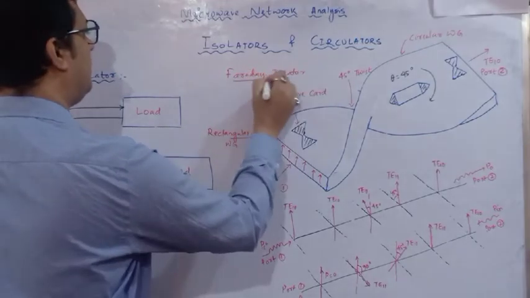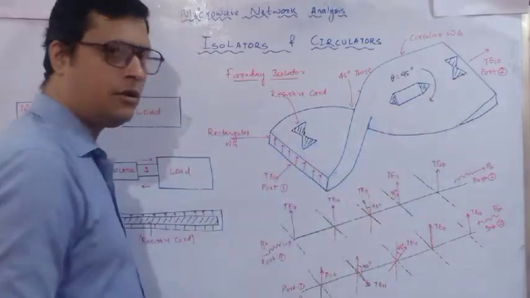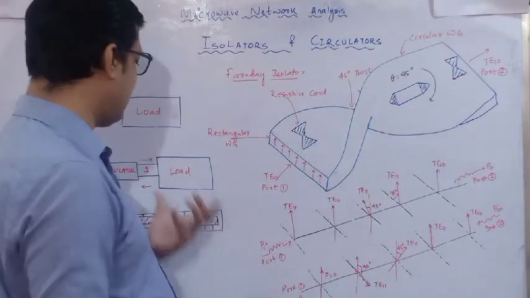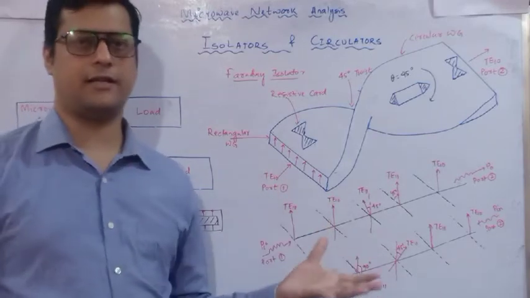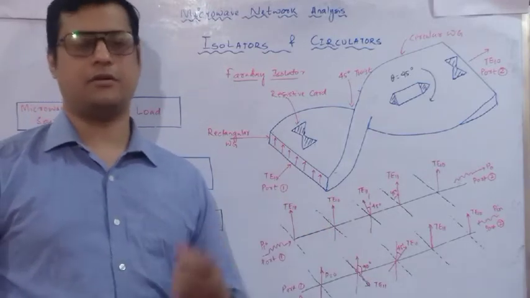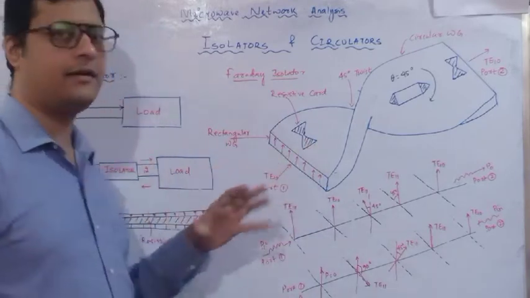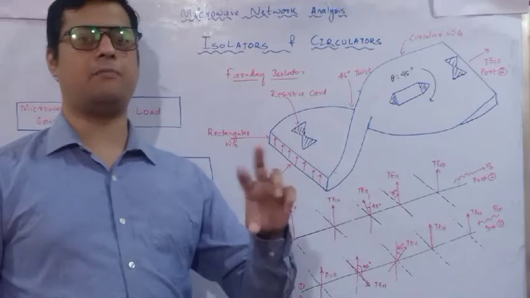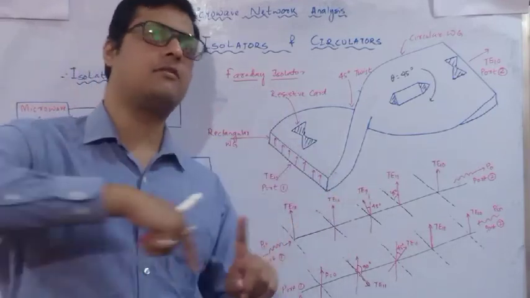So it is a two-port device. You can see this is port 1 and this is port 2. As I have told, these isolators are basically used to isolate the magnetic fields, because when we propagate the electromagnetic wave throughout this waveguide, the E field and magnetic field are perpendicular to each other. The magnetic fields are circular in nature.